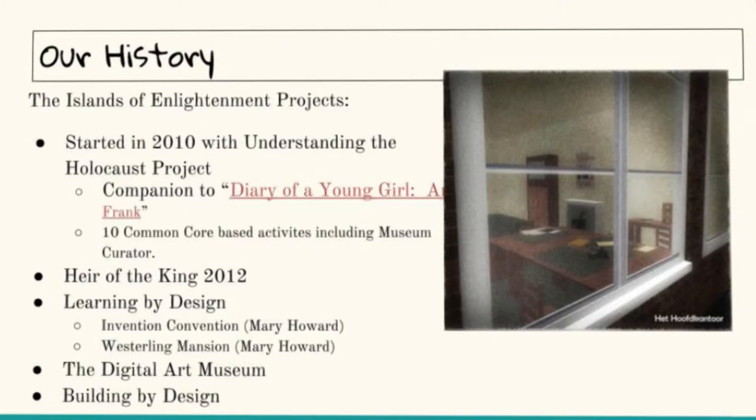So in 2010 is when this whole project started, and it started really with what we call the Understanding of the Holocaust project sim, and that was really meant to be a companion piece to The Diary of a Young Girl, Anne Frank. We recreated essentially the streets of Amsterdam, 1944, and within it we created the secret annex digitally, so kids could use their avatars and explore the annex and that sort of thing. But it was more than that, in that we also wanted students to explore concepts of the Holocaust as well.